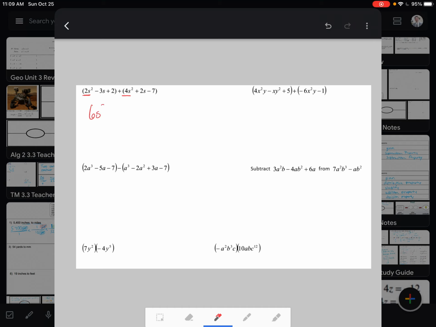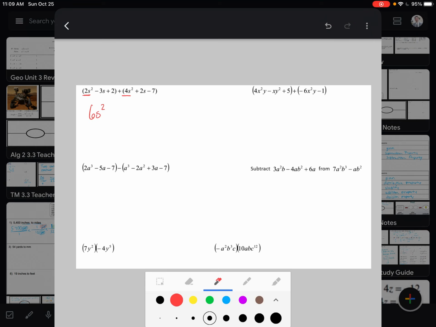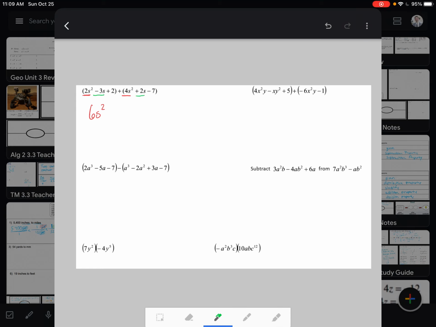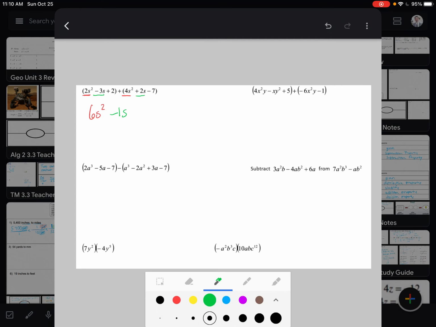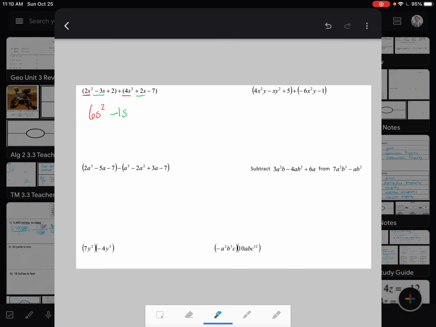So 4s squared and 2s squared gets us 6s squared. We're not going to change that. We can look at our minus 3s and our positive 2s to get us negative 1s. And again, be careful, that's not a 3s, that's a negative 3s. So again, keep the signs with the numbers. And then our last step here, we have constants, so our 2 and our negative 7 will get us to an answer of negative 5. And that's the most simplified form.